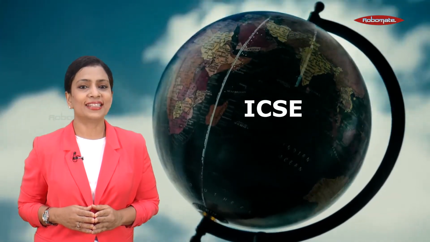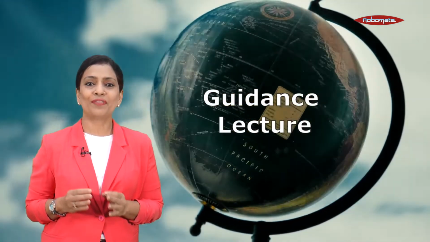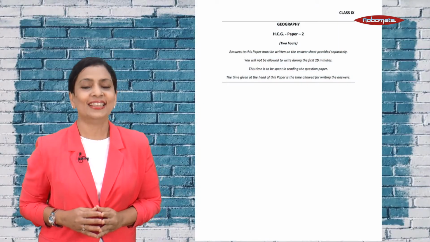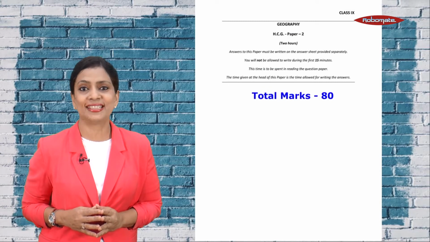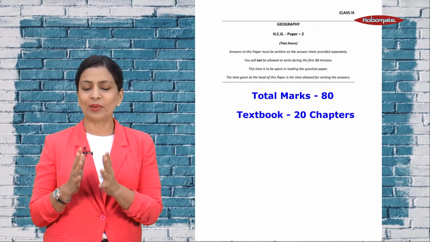Welcome to the ICSE Standard 9 Geography Guidance Lecture. As far as the Geography written paper is concerned, the total marks is 80. The textbook has 20 chapters. Now let's look at the question paper.